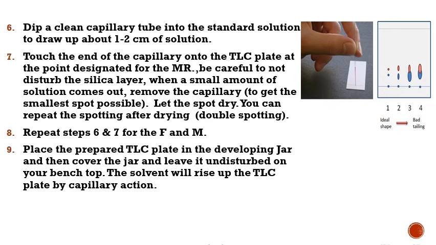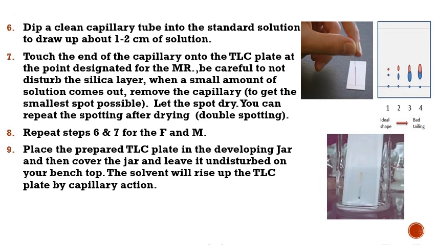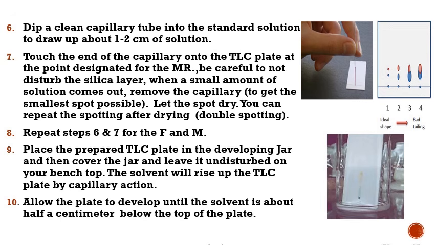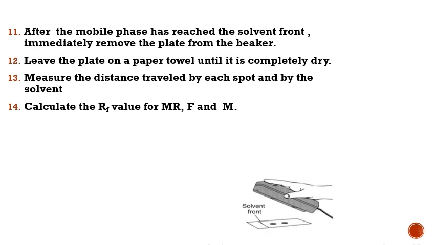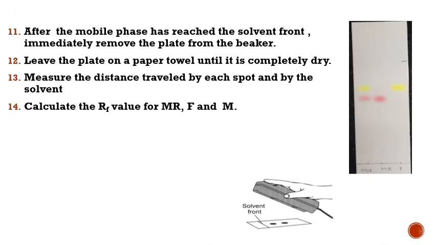Place the prepared TLC plate in the developing jar and then cover the jar and leave it undisturbed. Do not move it. The solvent will rise up the TLC plate by capillary action and then will separate the dyes. Then allow the plate to develop until the solvent is about ½ centimeter below the top of the plate. Then remove the plate from the beaker and immediately mark the solvent front with a pencil. Leave the plate on a paper towel or a tissue paper until it's completely dry.